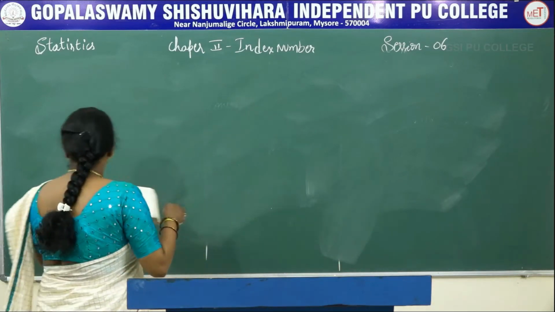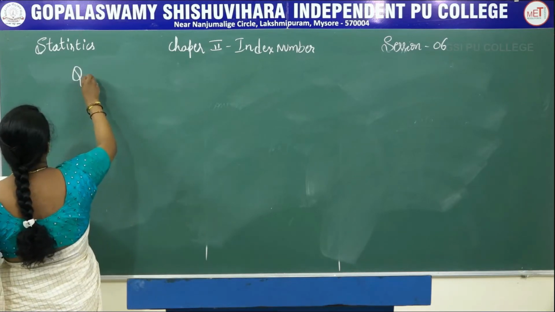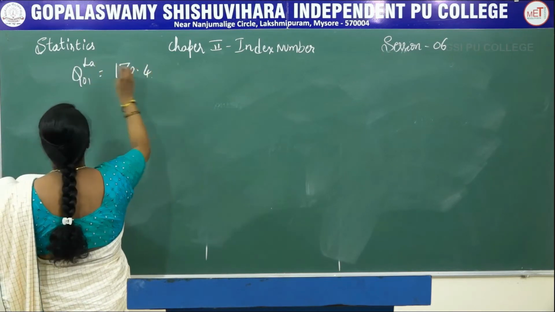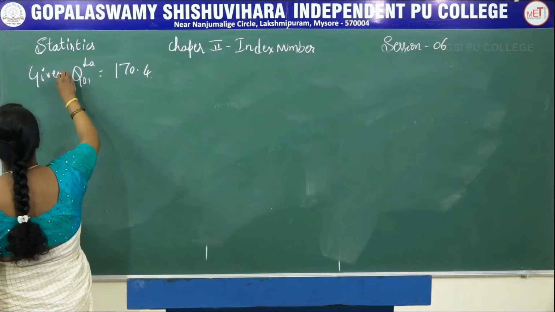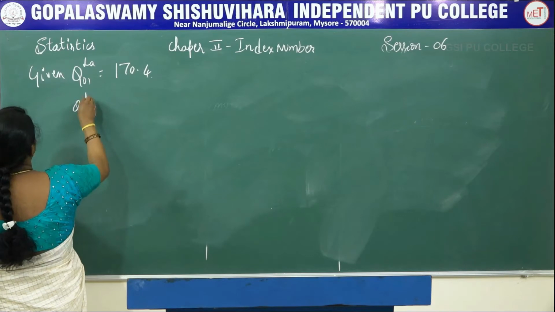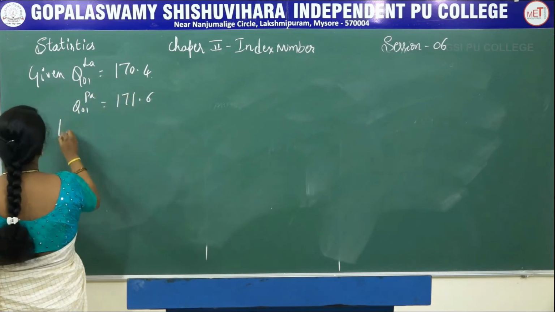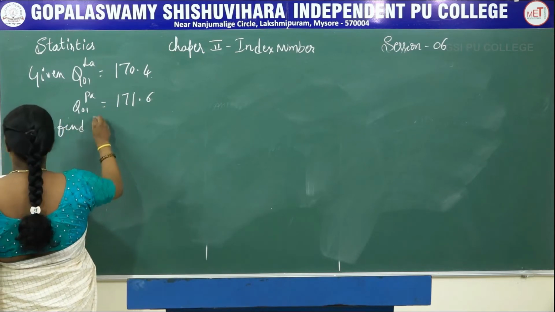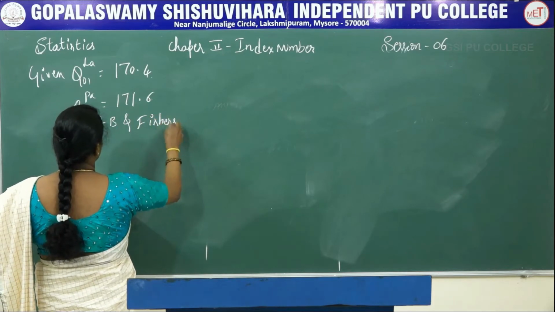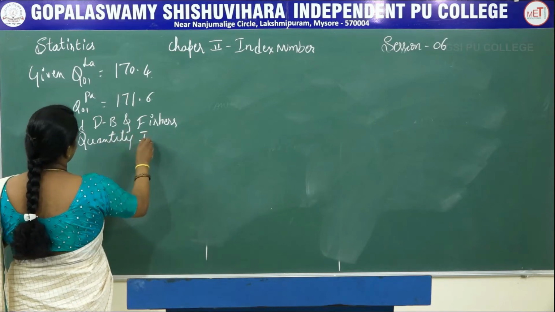This is the data they have given. Q01 of Laspeyres is 170.4. This is given, and Paasche is 171.6. Find Dorbish-Bowley and Fisher's quantity index.